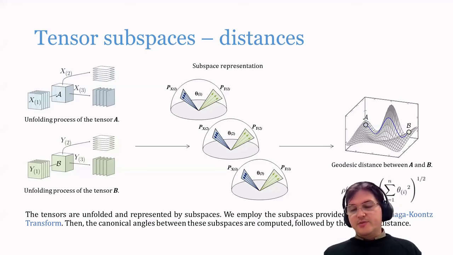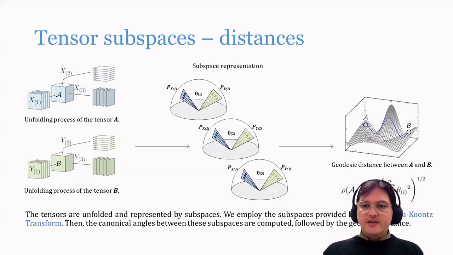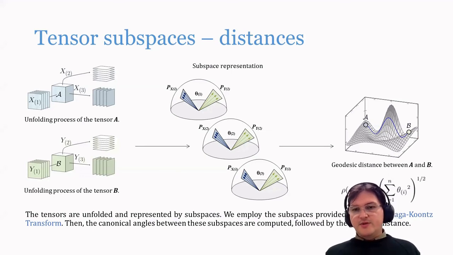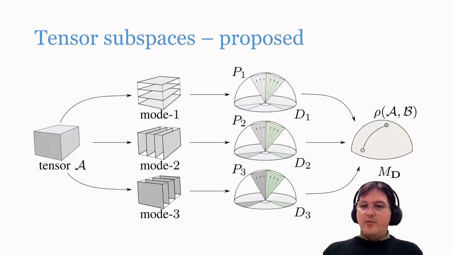So we can use the subspace on each one of the unfolded sets, and with these subspaces, we can compute the geodesic distance on a manifold. If we understand the collection of subspaces, we can understand that this collection can form one manifold. This manifold can be used for calculating the geodesic distance, which we use for computing the similarity between the subspaces. So this is our framework.